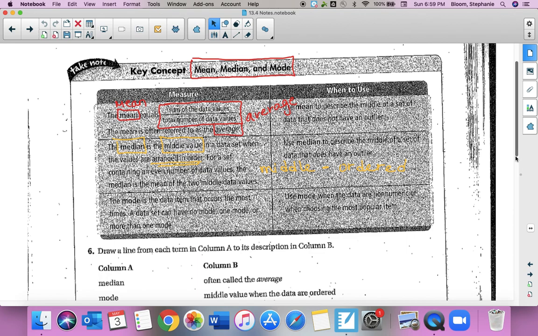Okay? And then our last one here is this word mode. And mode is the data item that occurs the most times. The data item that occurs the most times. So mode is the most frequently used data item. Okay? So let's see if we can match the following.